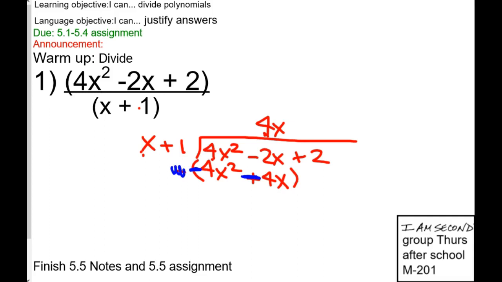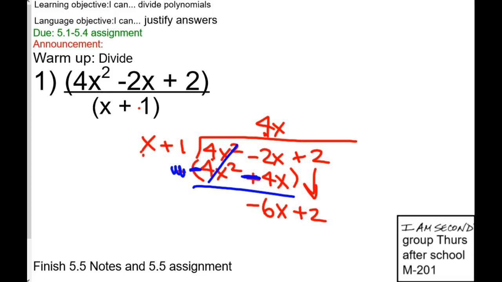Bless you. 4x squared minus 4x squared is gone. Now, what's negative 2x minus 4x? Negative 2 minus 4? Negative 6x. We're not multiplying. We're just doing negative 2 minus 4, which is negative 6x. And then, that plus 2 we've got to bring down. Again, if you can get through one cycle of that, you just keep doing it until you get your final answer, right? So let's do it again.